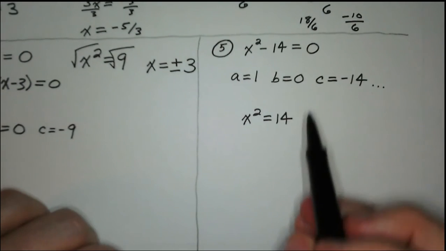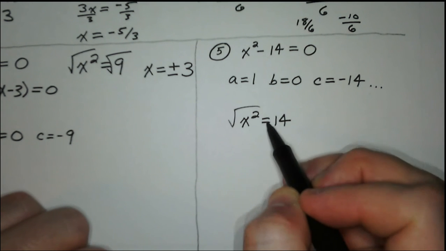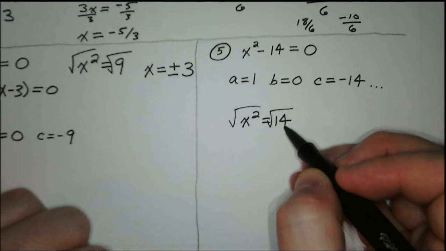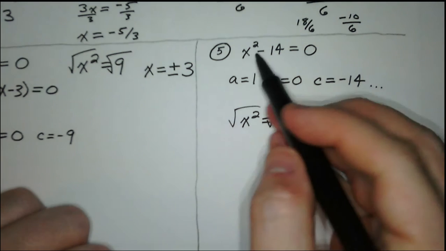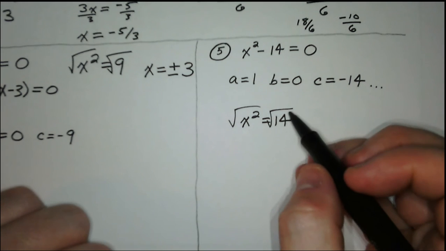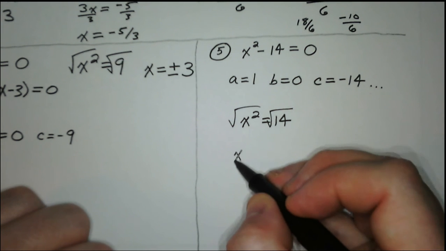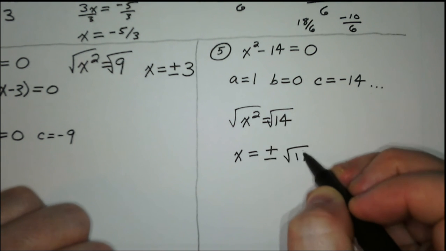You actually can move this term over there and end up taking the square root of both sides to just get x by itself. Now, what's the square root of 14? That's not nice. Otherwise we would have factored. But can you simplify the square root of 14? No. So guess what your answer is? Plus or minus just the square root of 14.